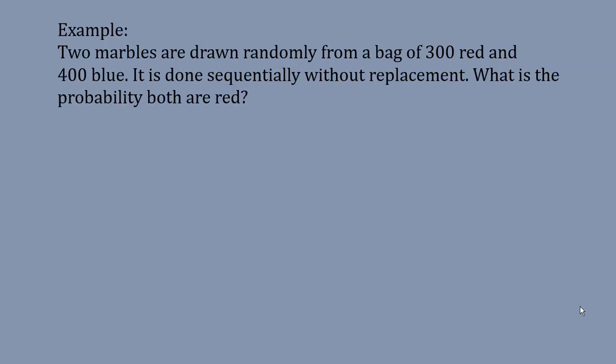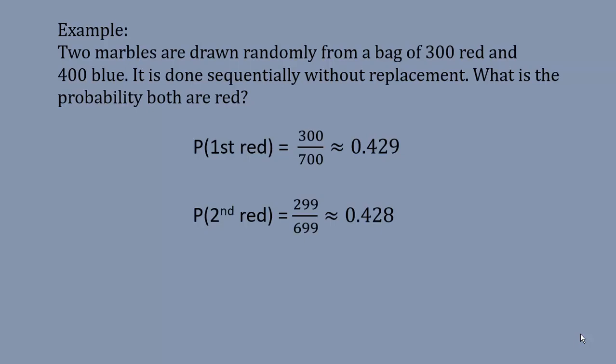You might be wondering, isn't this the same problem we have been working on, just with different numbers? Then shouldn't we just do the same kind of thing as we did for the other problem? You are absolutely right. Now let's look at the probabilities of the same event. So the probability of drawing the first red is 300 divided by 700, so roughly 0.429 if expressed as a decimal. Then the probability of drawing the second red marble is 299 divided by 699, roughly 0.428.